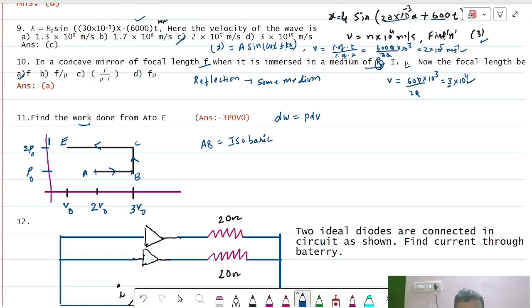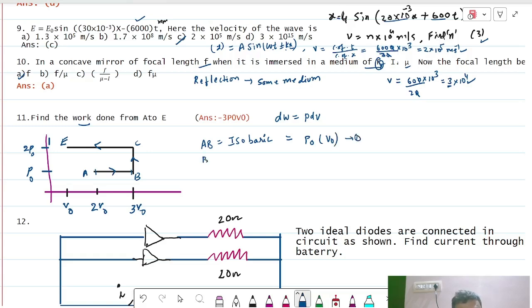Or n Cp delta T. dU is equal to n Cv delta T in all processes. There is no doubt at all. In the thermodynamics video, I have given all the tables very clearly, so you can check there. So AB is an isobaric process. Therefore, work done is equal to P dV. P is equal to P0 and V is increasing, therefore work done is positive. No doubt. So 3V0 minus 2V0, that is V0, is equation 1.